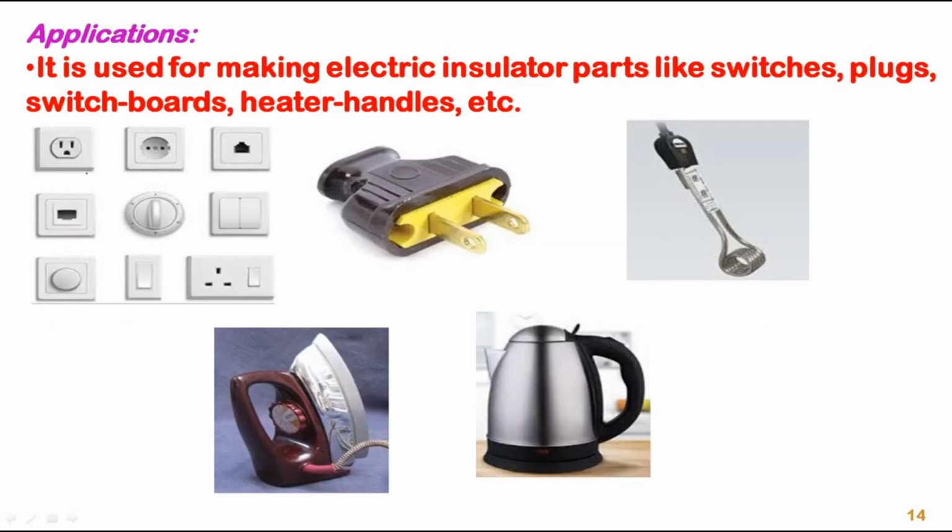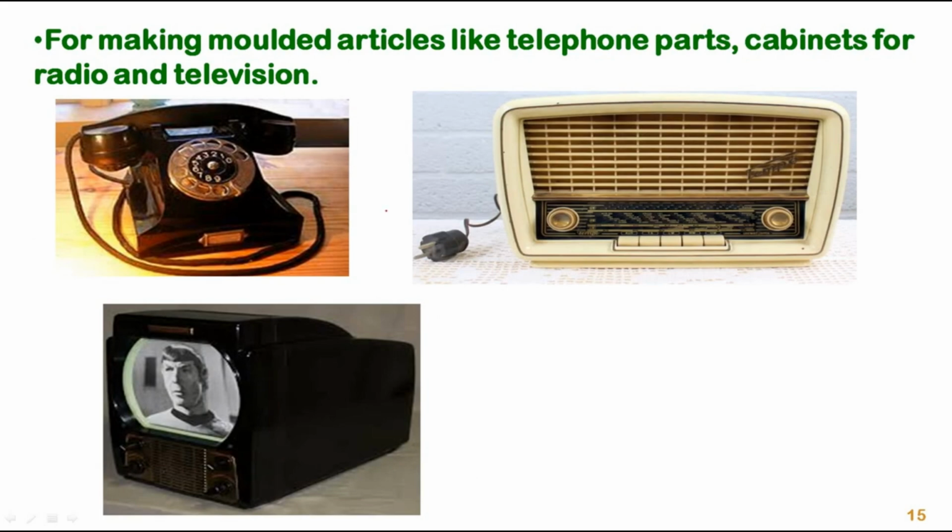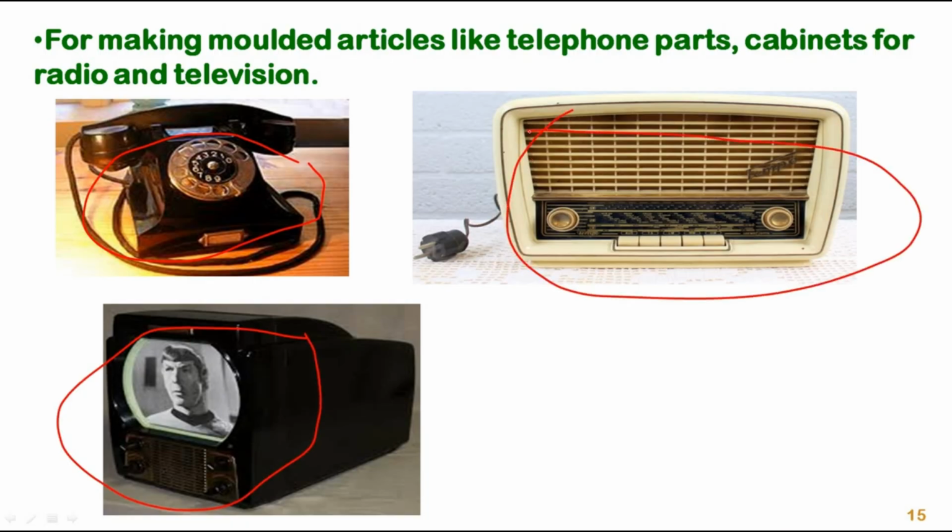That is the reason it is used for making switchboards, heater handles, plugs and switches, and not only that, iron box handles, and this is the kettle base or handles. All these are made of Bakelite, since it is a very good electrical insulator. And components of the television, these old TV or telephone or radio components, all these are molded articles made of Bakelite.